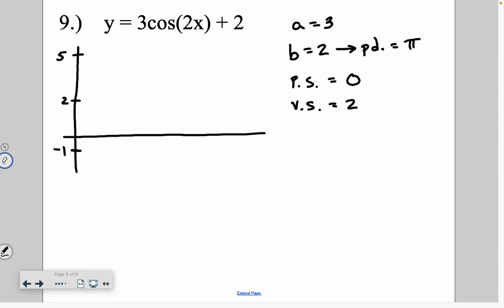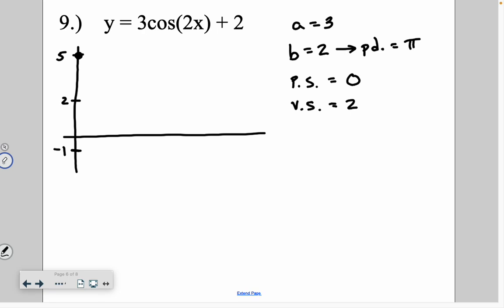Okay. Now, I don't have any phase shift, so I'm not moving anything left or right. So let's start with our starting point, since I don't have a phase shift. Cosine graph starts where? Maximum or midline? Maximum. Okay? So we are starting our graph right here up at 5.